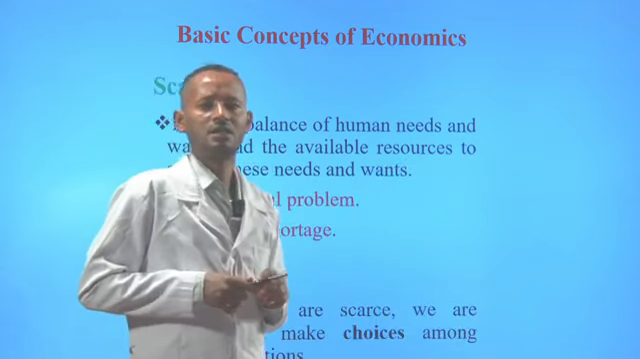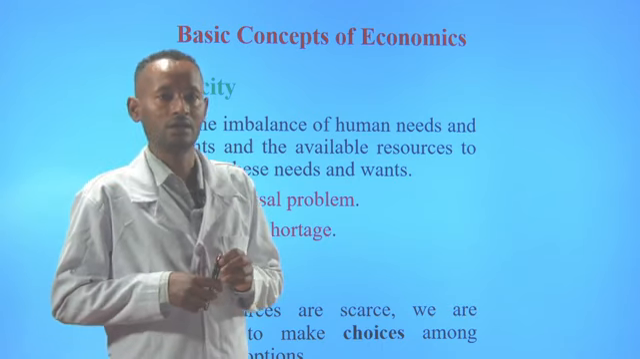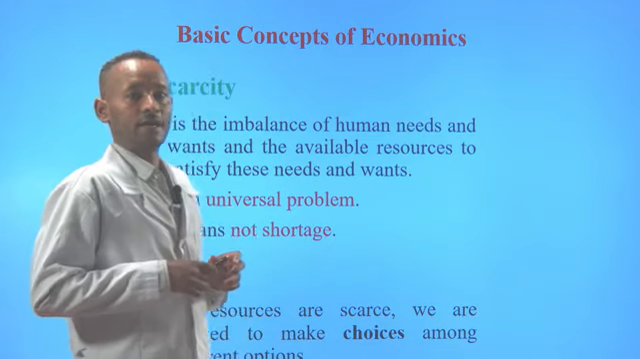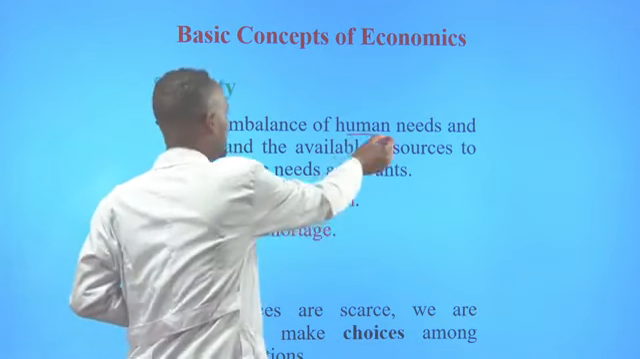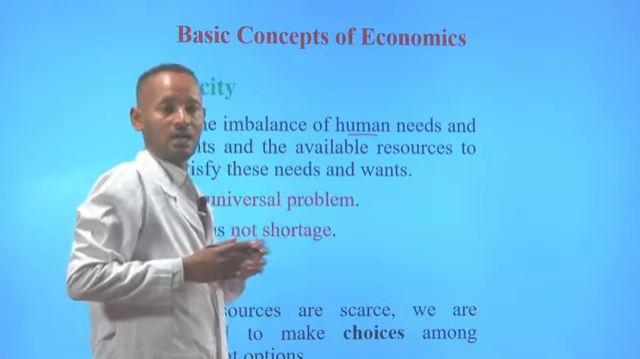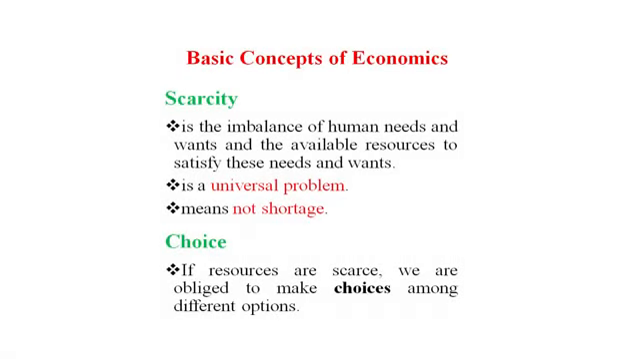Now let's see the basic concepts of economics called scarcity, choice, and opportunity cost. Scarcity is the imbalance between human needs and wants and the available economic resources that are used to meet these needs and wants. Because human needs and wants are unlimited, but the means to satisfy them are limited.